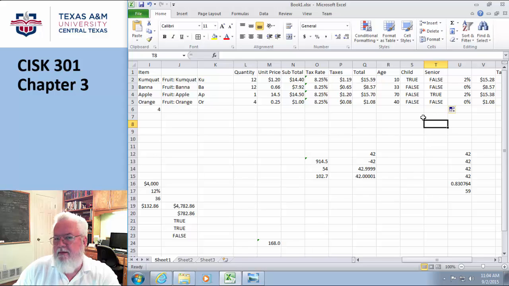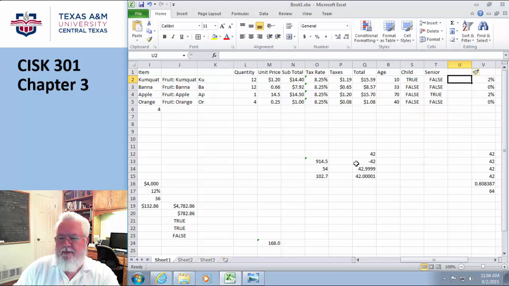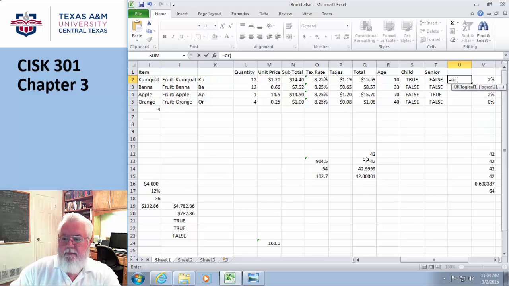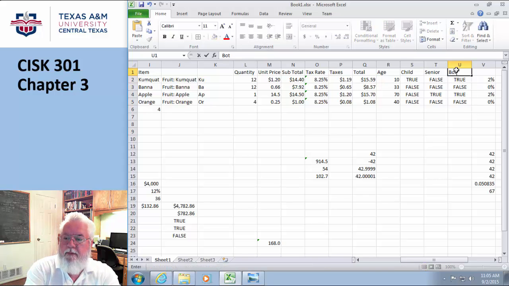Okay, so now what I want to know is if either one of those is true, then they get a discount. So the way you combine them together is with an or statement. This is how it works. It's kind of weird. So I would say or, and then that less than 12, comma, that greater than 62, comma. Okay? So I should have two of them when I'm done. So that one is both. This is both.